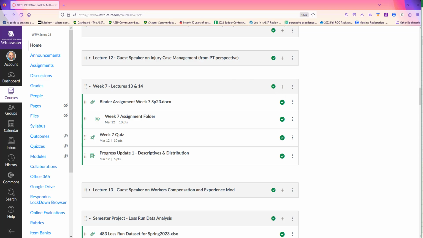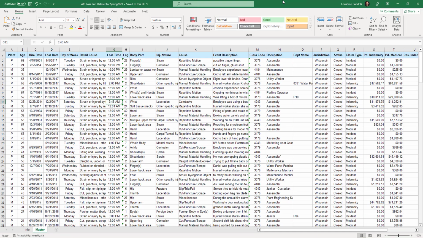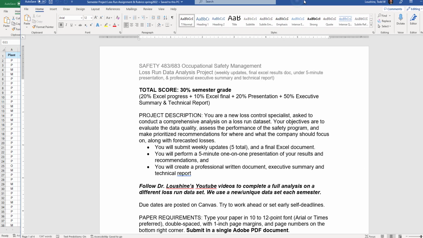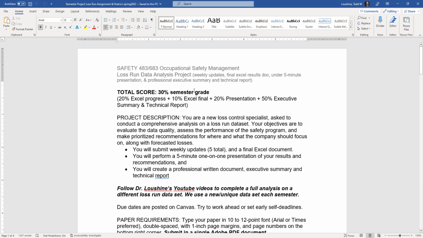So let's take a quick look at the data, and then we'll start analyzing it in the next video. Because I think that's everything. Not exactly everything. I didn't provide you with this yet. It's 30% of your grade. 20% comes from the Excel progress, 10% the Excel final. So the Excel work you do, and it needs to be on time, is 30% of the project, which is 30% of your semester grade, which means it's 10%. The presentation is 20%. The executive summary technical report is 50%. So 15% of your grade this semester is the paper.